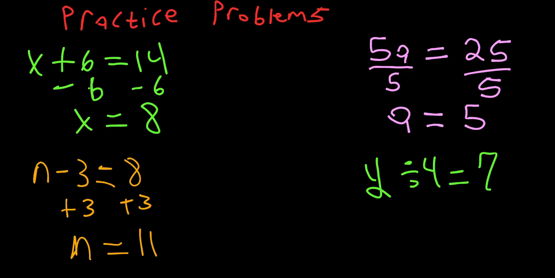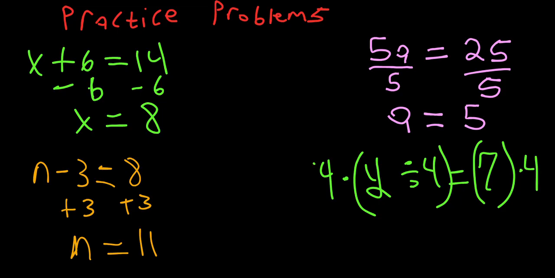Now for the last problem. Y divided by 4. As we've done time and again, we're going to approach it the same way. We're going to use an inverse operation of division. That would be multiplication. So we're going to multiply by 4, and we're going to do it to both sides. On this side, the 4's are going to cancel each other out, and it'll leave us with just y. And 4 times 7 equals 28, which is our final answer.